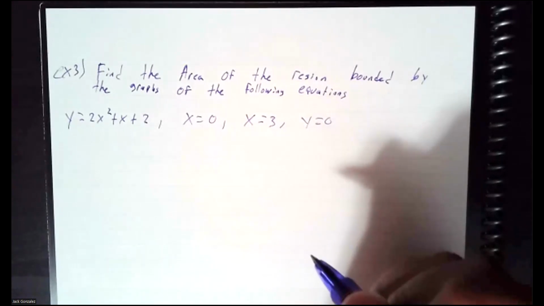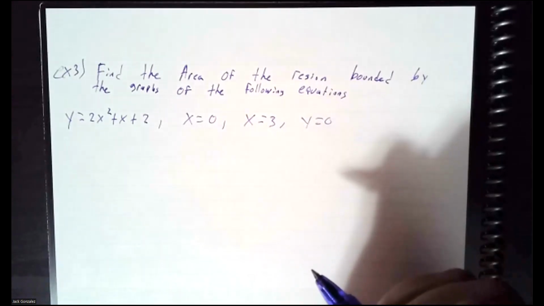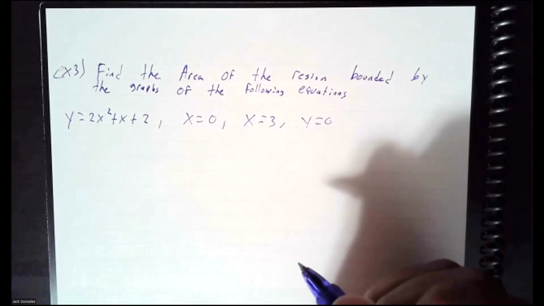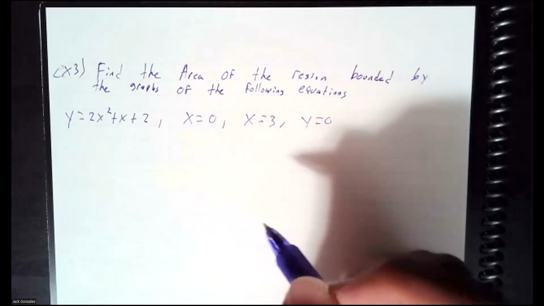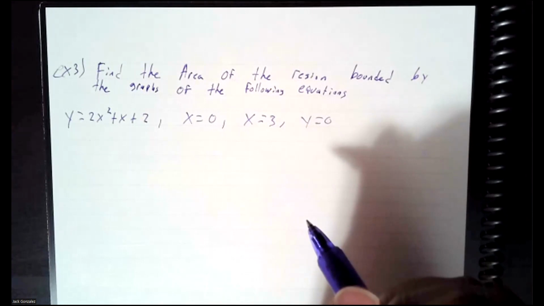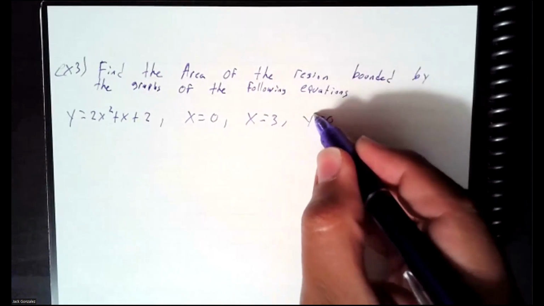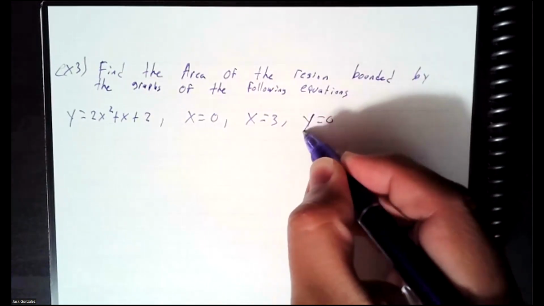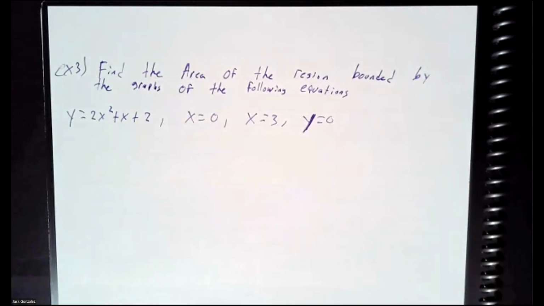But anyway, example 3. So on these, you have to graph them and then find the area underneath it. Is that an X or is it a Y, isn't it? Okay, this one's a Y. Cool. Okay.